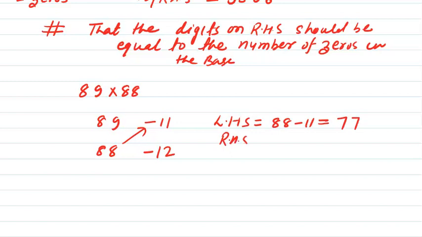What will be the right hand side? Right hand side will be minus 11 into minus 12. That will be equal to 132. So the answer will be 77.